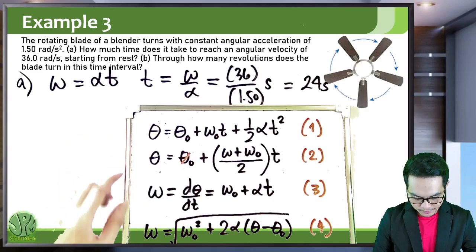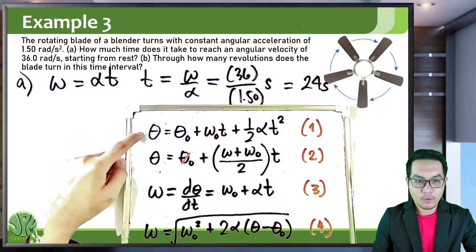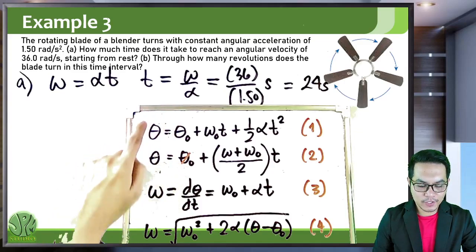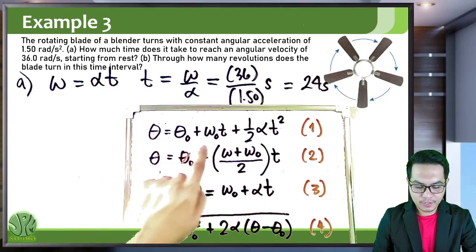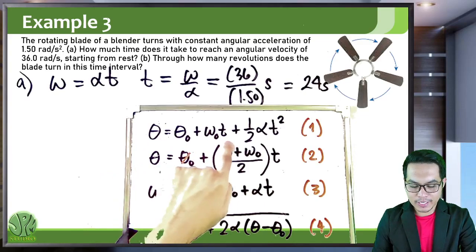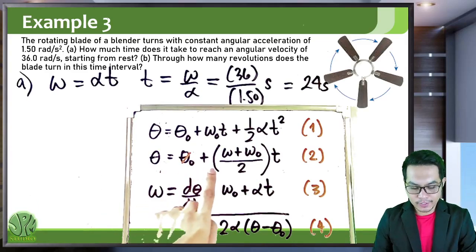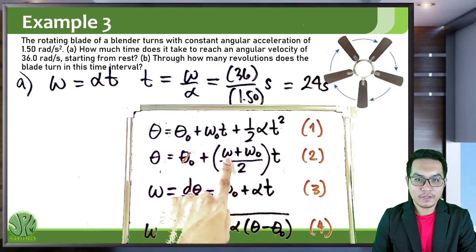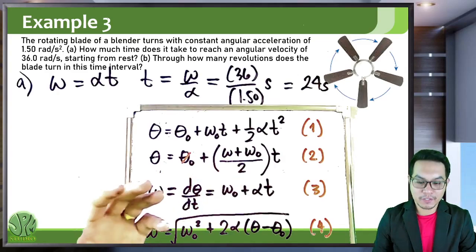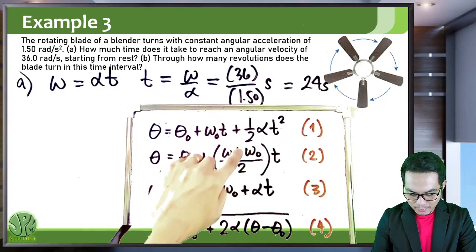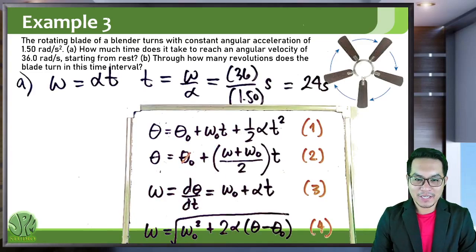There are 3 actually. We can use equation 1. Just transpose this to the other side of the equation, so that you will get theta minus theta naught. You already know the initial angular velocity, the time, and the acceleration, so you can use equation 1. Can you use equation 2? Yes, because you already solved omega. Again, this would be disadvantageous because the calculated value here is time. So anywhere that has time here will be disadvantageous.